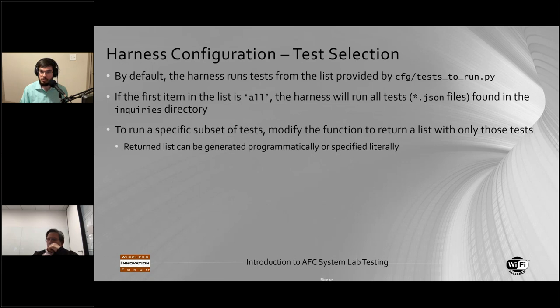So in some cases, you might want to choose just to run a subset of tests rather than the entire suite of tests. By default, the harness executes the list of test names returned by a function that's in the cfg/test-to-run.py file. If the first element of the list returned by this function is the string all, then the harness will try to run all of the tests, by which I mean all of the .json files that are in the inquiries directory. If there are issues or files aren't matching up correctly between that and the mask folder, it'll throw an error, but it's going to try and run everything that it finds there.